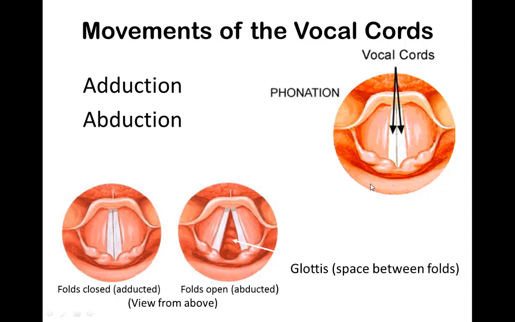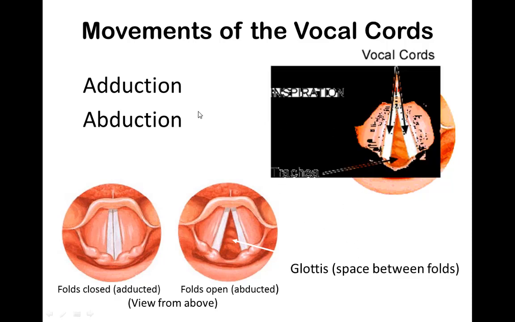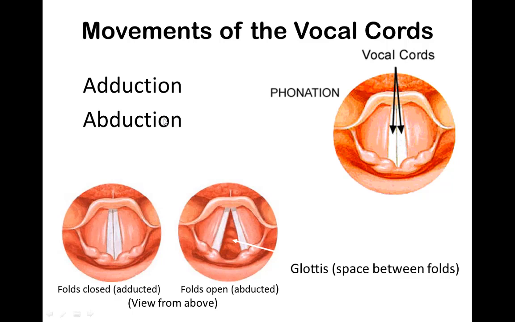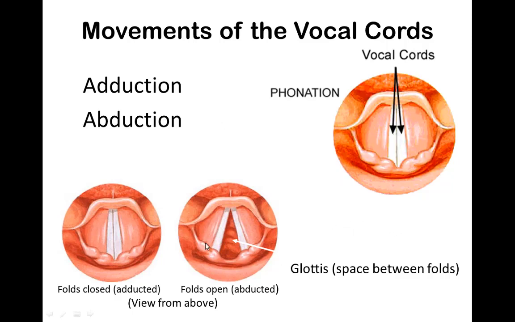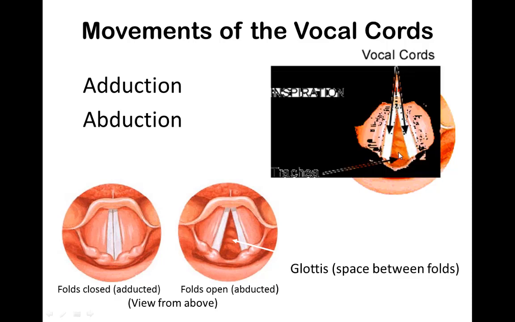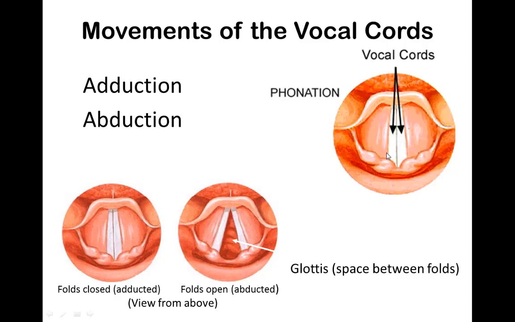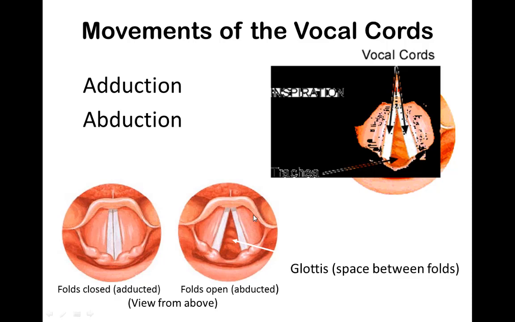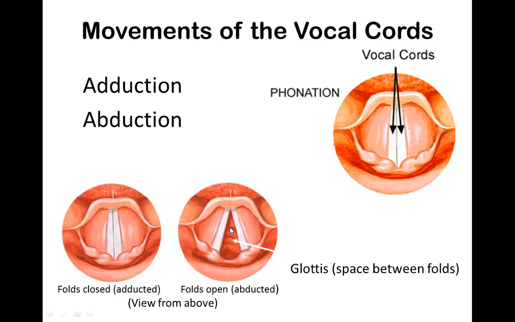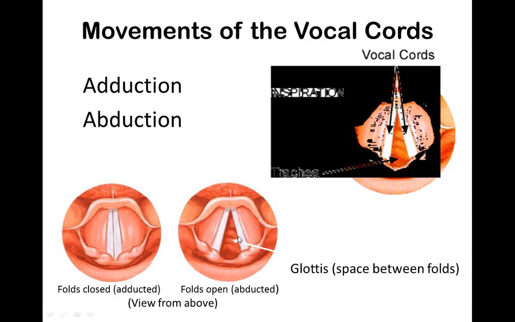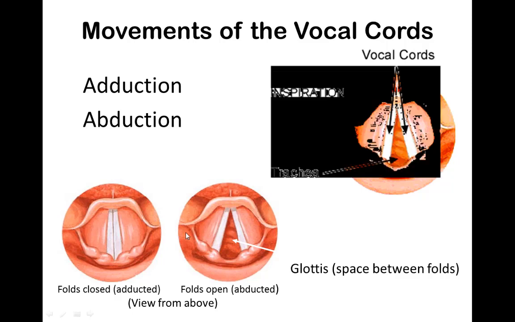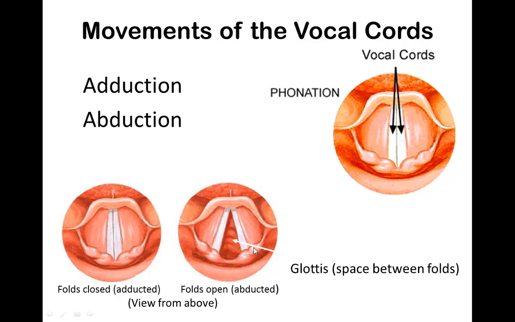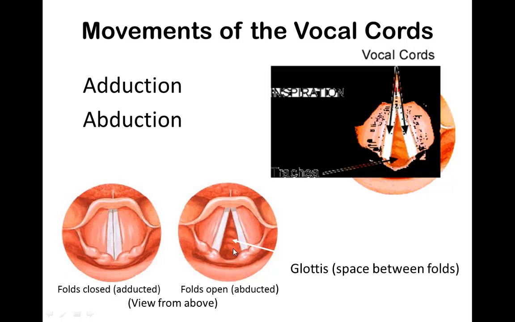Another important movement here is the abduction and adduction of the vocal cord. So here it's open with phonation and respiration, and here this is the glottis, which is the space between these two vocal cords. So here this is abducted and here this is abducted.